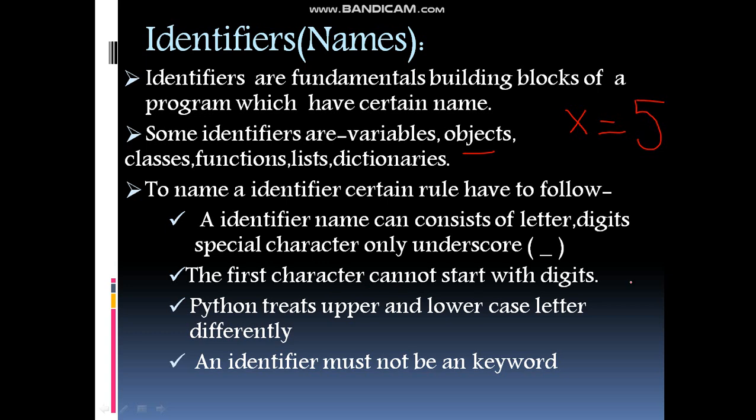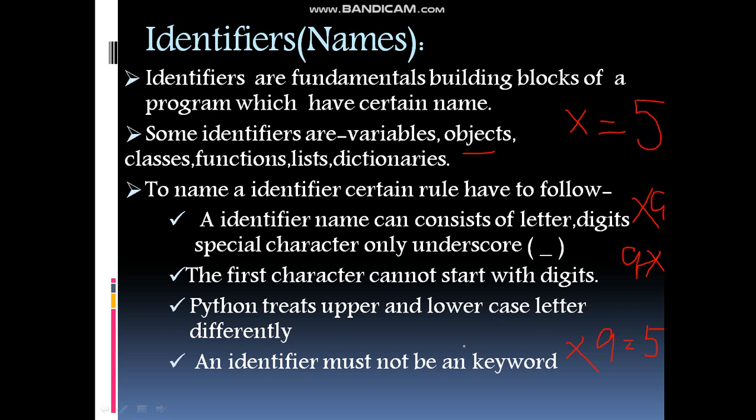And the first character cannot be a digit, meaning you cannot start any identifier name with a digit. You cannot define a variable name like 9x, but you can define it as x9, the name of a variable which is used for holding the value, for example, 5. So like this you can give, but 9x is not valid.